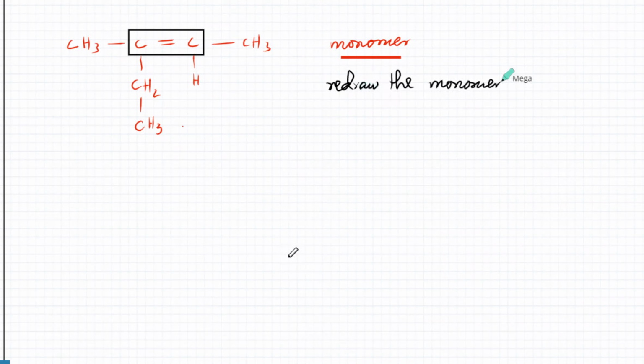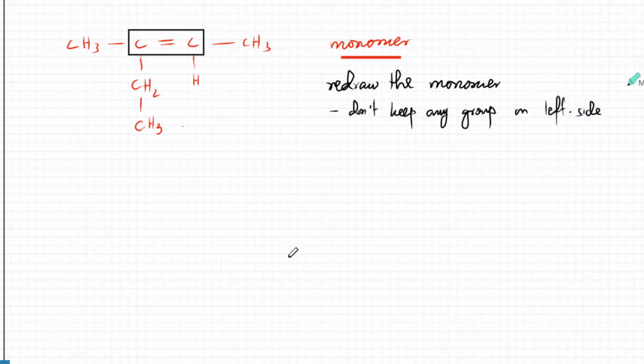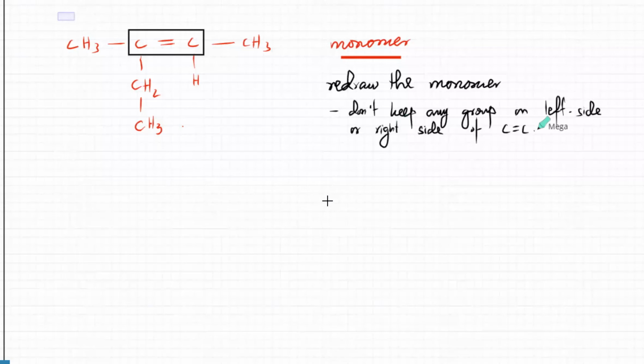What you're going to do is redraw the monomer, and this time be careful. Don't keep any group on the left or right side of the double bond. So don't keep any group on the left side or the right side of this double bond. I'm going to try and do that now. I'm going to try and redraw this.